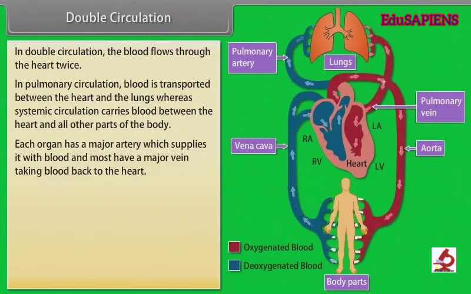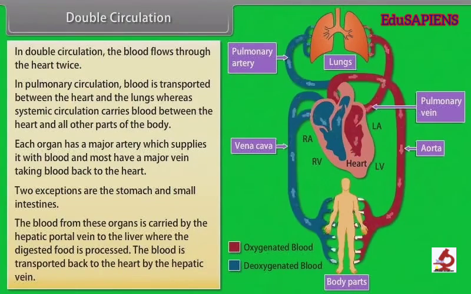Each organ has a major artery which supplies it with blood, and most have a major vein taking blood back to the heart. 2 exceptions are the stomach and small intestines. The blood from these organs is carried by the hepatic portal vein to the liver, where the digested food is processed. The blood is transported back to the heart by the hepatic vein.